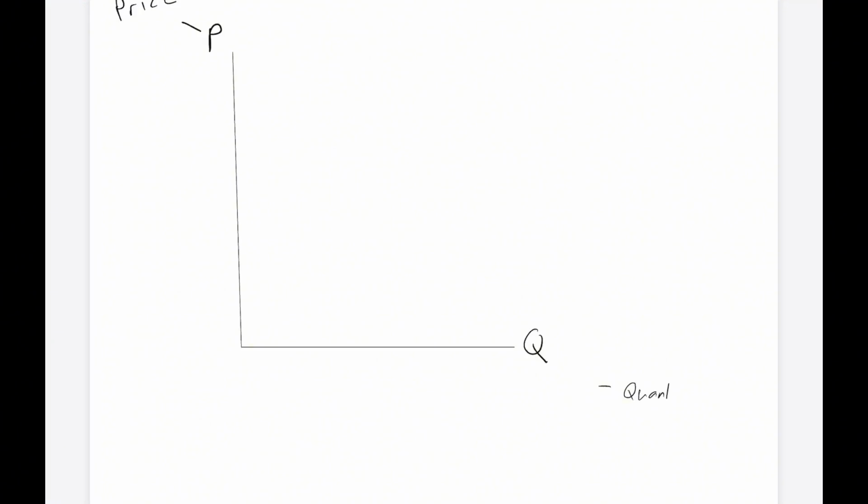So let's have a look at a diagram, okay? And let's have a look at how you draw a demand diagram. So the first thing we need to do is draw two axes, the y-axis and the x-axis. We will label the y-axis P, okay? And P is for price. And we will label the x-axis Q, and the Q is for quantity demanded.